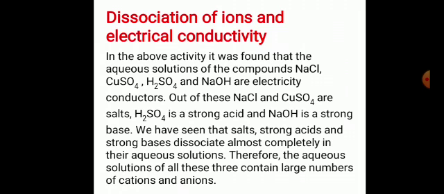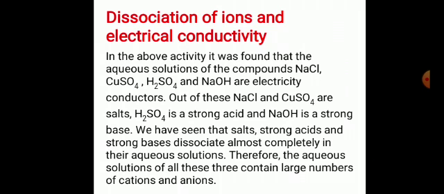Dissociation of ions and electrical conductivity. In the above activity, it was found that the aqueous solutions of the compounds sodium chloride, copper sulfate, sulfuric acid, and sodium hydroxide are electric conductors. Out of these, sodium chloride and copper sulfate are salts. Sulfuric acid is a strong acid. Sodium hydroxide is a strong base. We have seen that salts, strong acids, and strong bases dissociate almost completely in their aqueous solutions. Therefore, the aqueous solutions of all these three contain a large number of cations and anions.